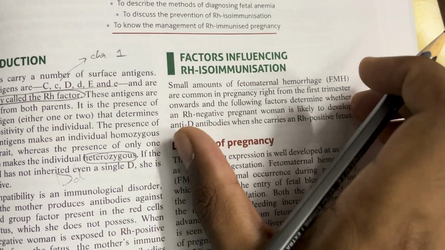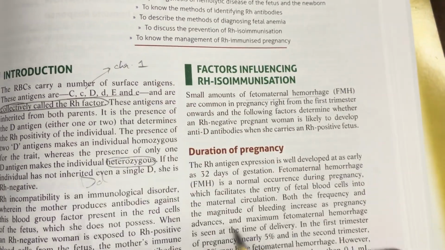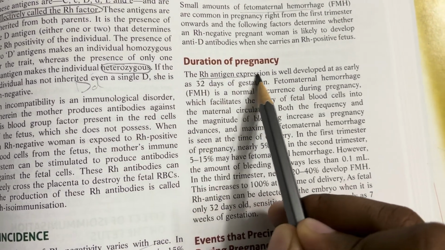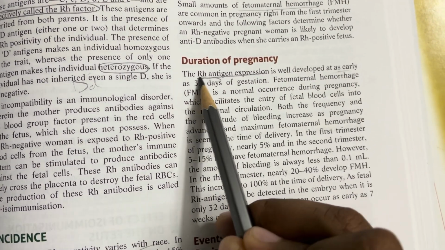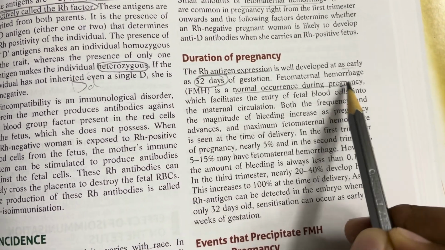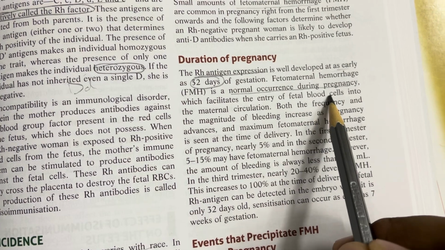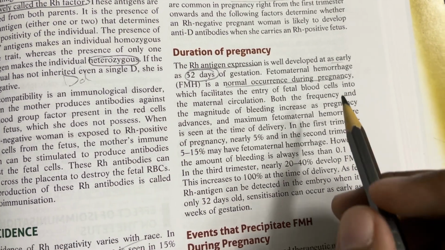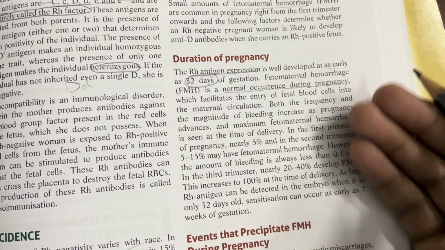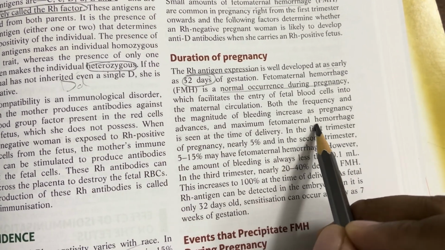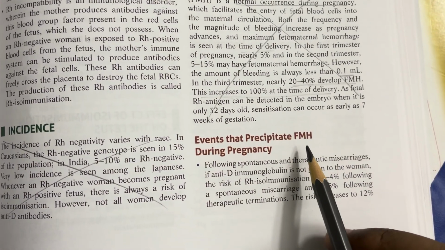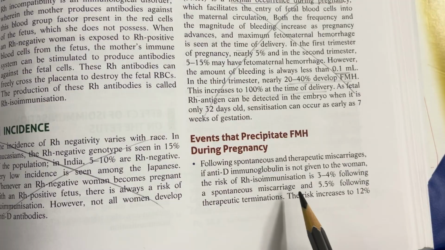So basically, factors influencing RH isoimmunization. You will be talking about fetal-maternal hemorrhage. That is the main cause in which the mother gets sensitized. Duration of pregnancy: RH antigen expression is well developed as early as 32 days of gestation. Fetal-maternal hemorrhage is a normal occurrence during pregnancy, which facilitates the entry of fetal blood cells into maternal circulation. Both frequency and magnitude of the bleeding increase as pregnancy advances, and maximum fetal-maternal hemorrhage is seen at the time of delivery.